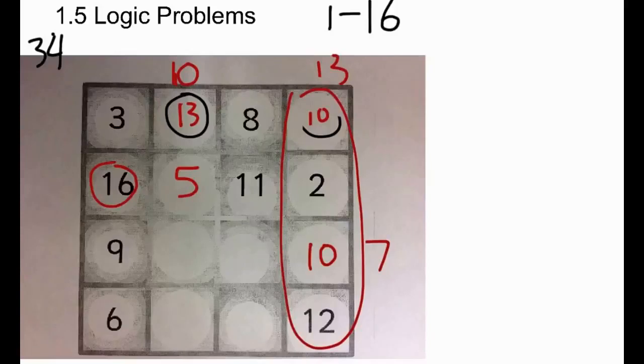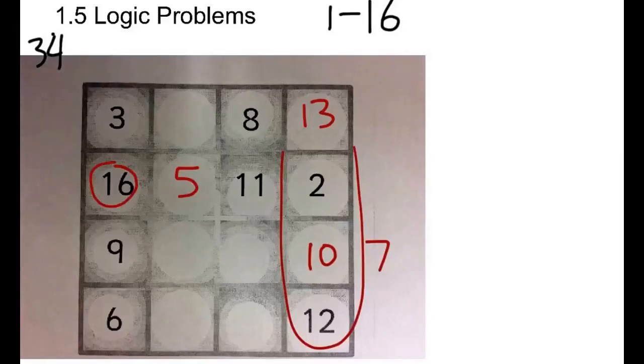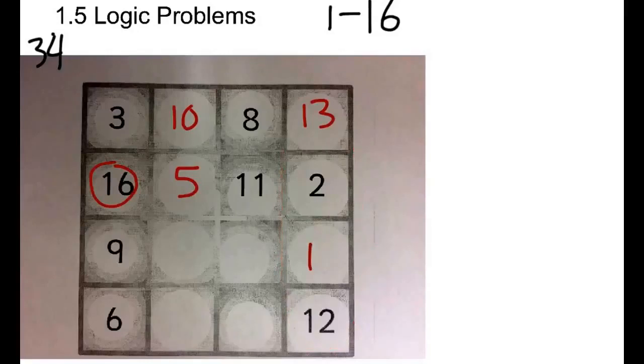Well, it can't be a 10. We can't have 10 on the board twice. So this one can't be a 10. It has to be the 13. So that means this one over here had to be the 10 instead of the 13. And then our last one, if that one was a 13, to make it add up to 34, this one had to be a 7. So we've got most of the board done.